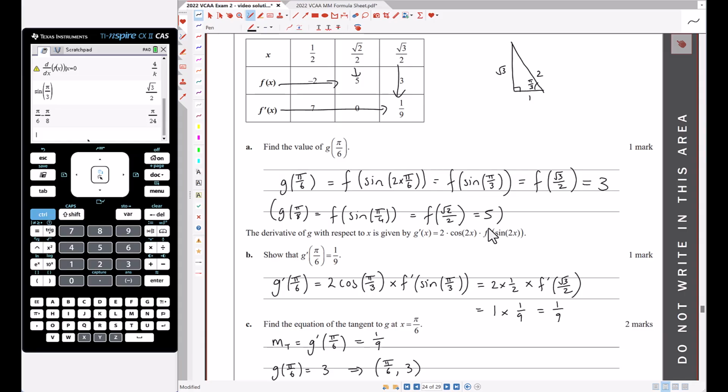Alright, so that's not at all part of the answer to that question, so I might just erase that. That's actually part of the question I'm doing further down.